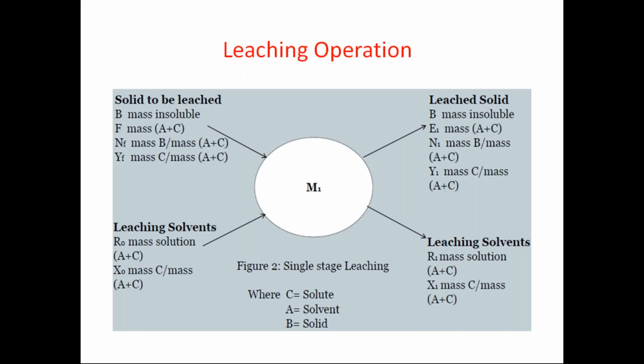For example, if you take this round, so this round indicates two devices, two unit operations. One is a mixer and another is a settler. So solids to be leached will be added to this, and along with that some solvent, that is a leaching solvent, will be added to this mixer, and they are thoroughly mixed and allowed to reach the equilibrium. And once the equilibrium is attained, then we will separate into the two different phases.